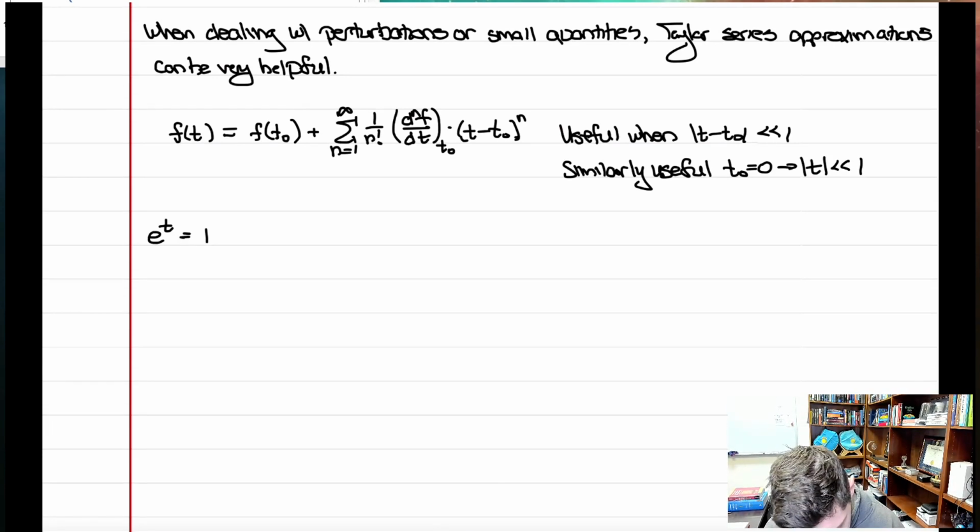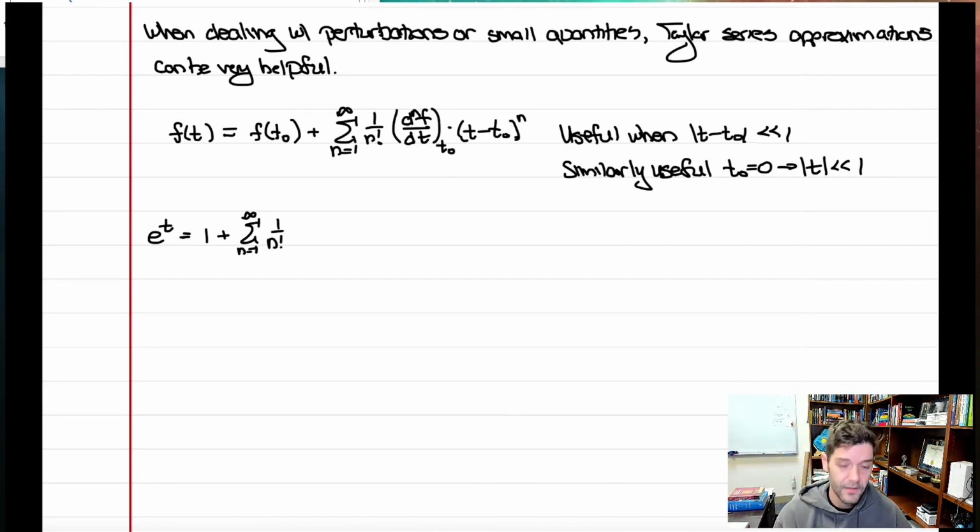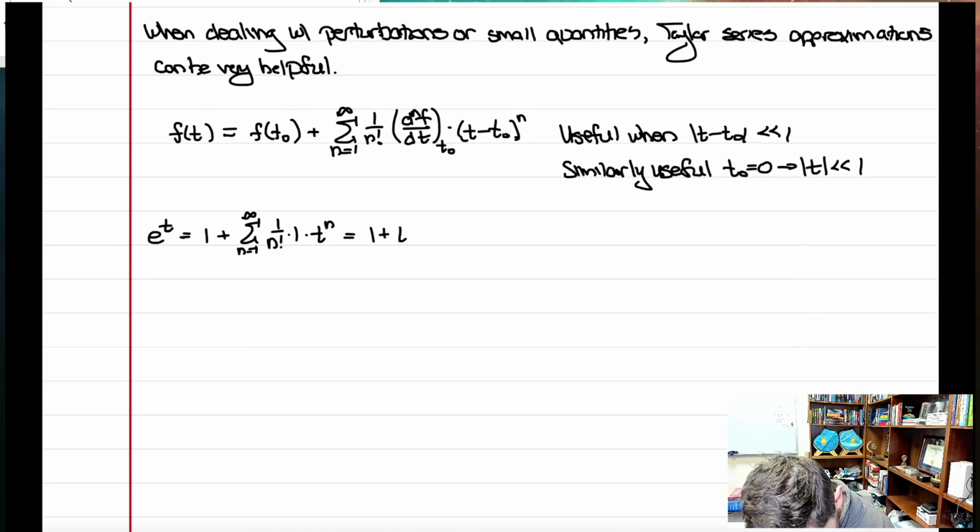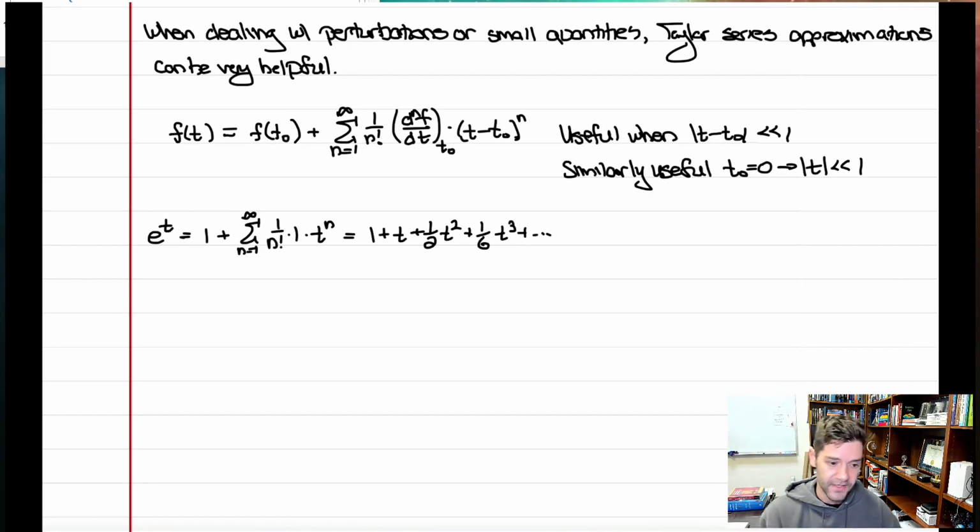e to the 0 is 1, and there's plus all the derivative terms of 1 over n factorial. E to the t, the derivative is itself, so all the derivatives are just e to the t, but I evaluate them all at 0, and they're all just 1, and then it's times t to the nth power, and n gets bigger and bigger. So this becomes 1 plus t plus 1 over 2 t squared plus 1 over 6 t cubed, dot dot dot. Goes on and on and on.